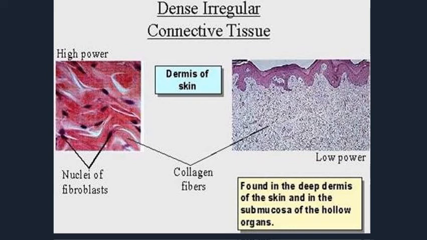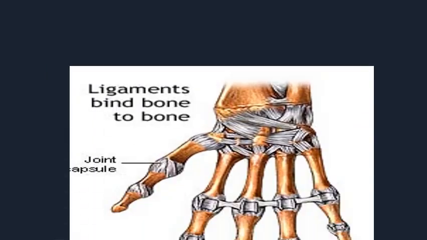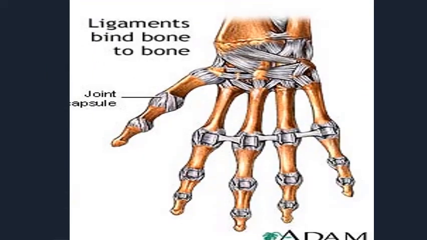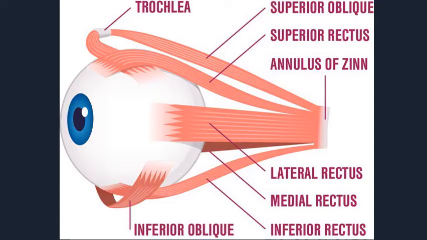Here is the dermis of the skin. Here are the ligaments which join bones together. Here is the sclera, in which different muscles contract, pulling the sclera in different directions.